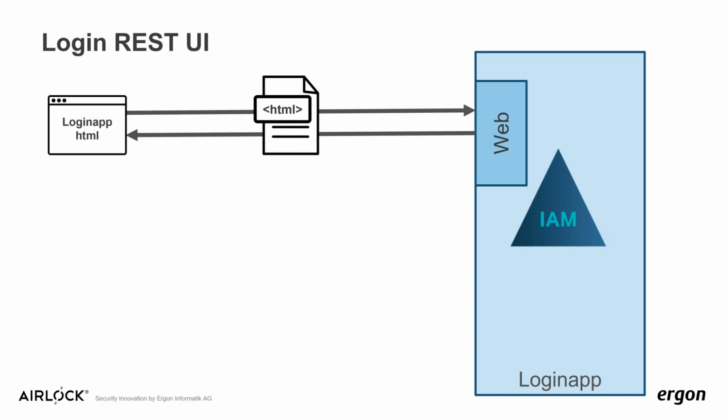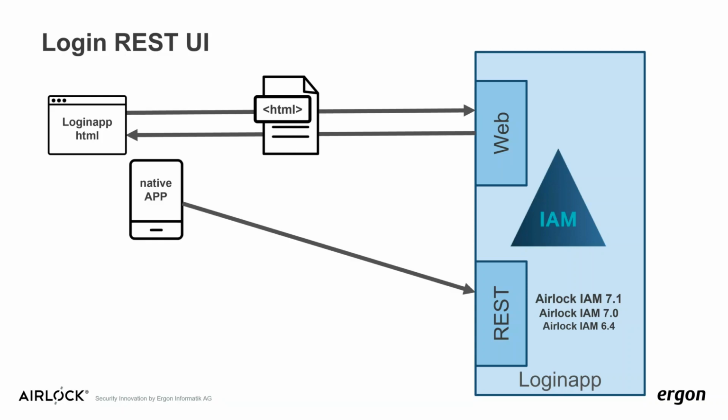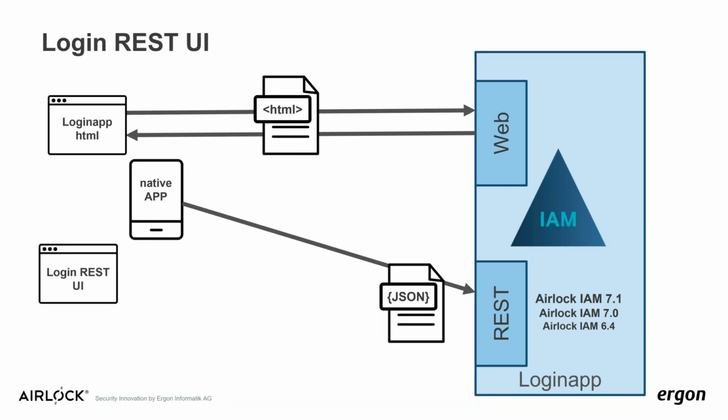Since Airlock IAM 7.1, we started to include a REST interface, which is also on the same module. And since then, we started to improve this REST interface, and there's always new functionality coming up, so you can do more and more by using this REST interface. So you can create your own native app accessing Airlock IAM through this REST interface, and so your users can use this REST interface to authenticate them. Within the native app, JSON will be then delivered.